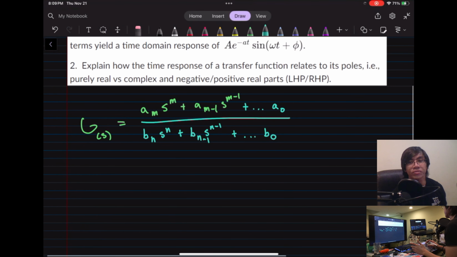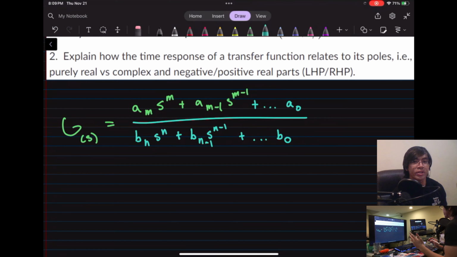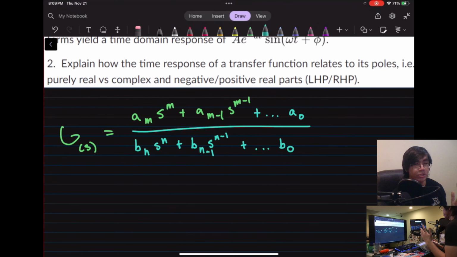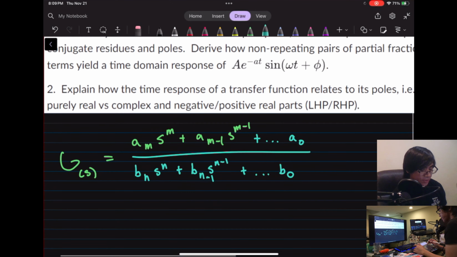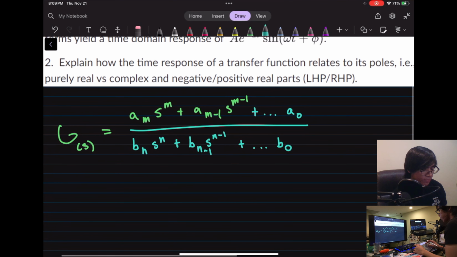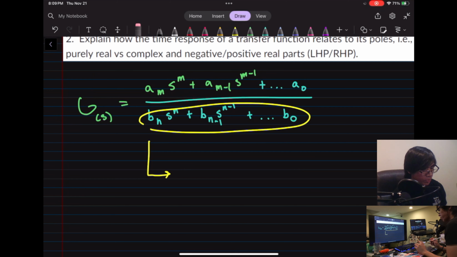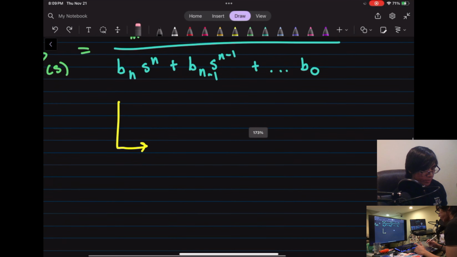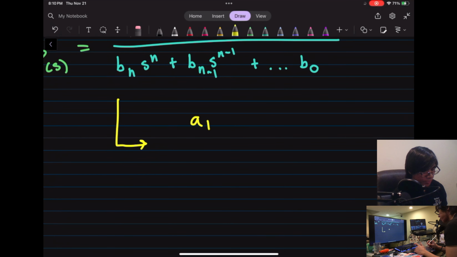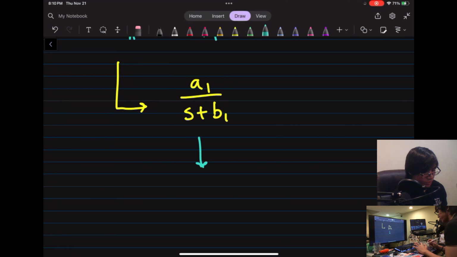So you can imagine for however many m and n terms, usually the case is that the denominator has a higher power than the numerator. That's because transfer functions can't predict the future. So this gets broken down after we do partial fraction decomposition. Those roots of this denominator polynomial get broken down into what we saw earlier, these a1 terms over s plus b1, and I'll do a second term, a2 over s plus b2, and so on and so forth.